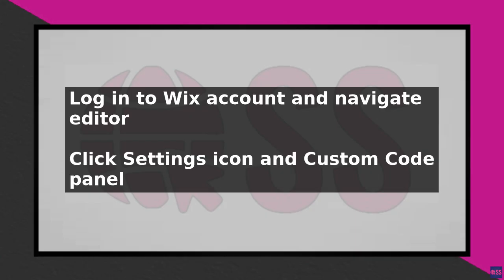First, log into your Wix account and navigate to the editor. Click on the settings icon and then click on Custom Code. This will take you to the Custom Code panel where you can add your custom CSS code.